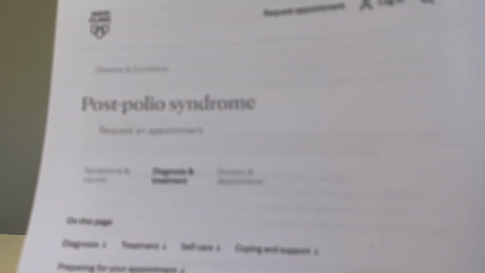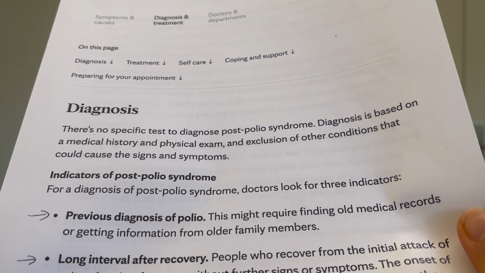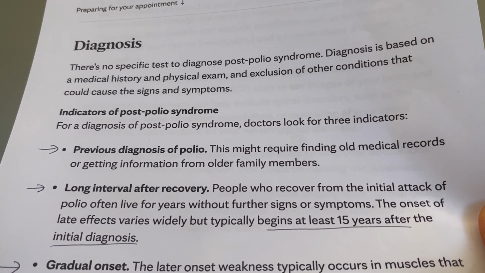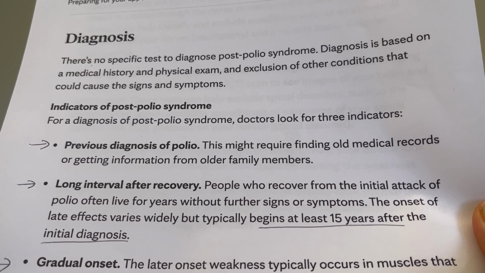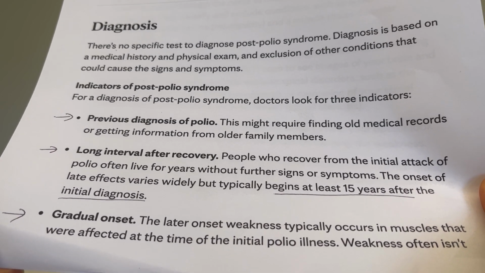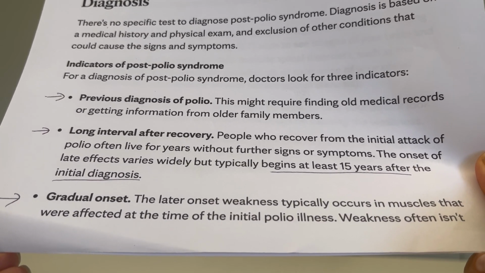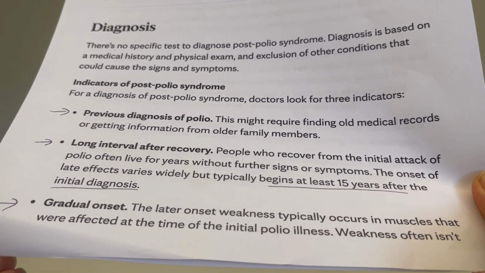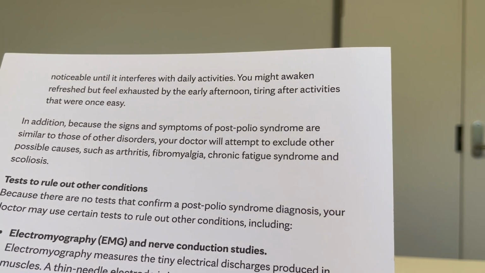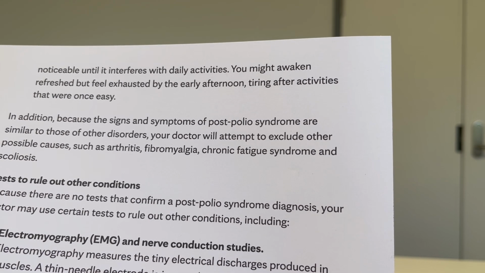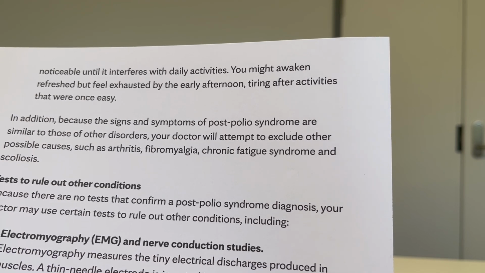But based on the Mayo Clinic, in terms of post-polio syndrome, the diagnoses, they must have a previous diagnosis of polio. There's a long interval after recovery, begins at least 15 years after the initial diagnosis, and there is a gradual onset. So the later onset weakness typically occurs in muscles that were affected at the time of initial polio illness. Weakness often isn't noticeable until it interferes with daily activities. You might awaken refreshed but feel exhausted by the early afternoon, tiring after activities that were once easy.